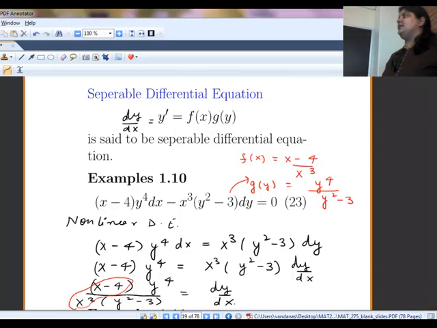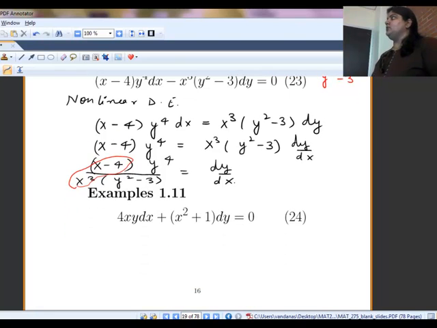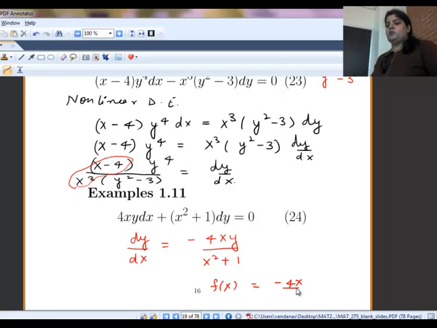Now let's understand how to solve these. In the same way you can isolate y prime here. I'll do it quickly. dy over dx, if I divide, is equal to minus 4xy divided by x square plus 1. So here your f(x) will be negative 4x over x square plus 1, and g(y) will be y.